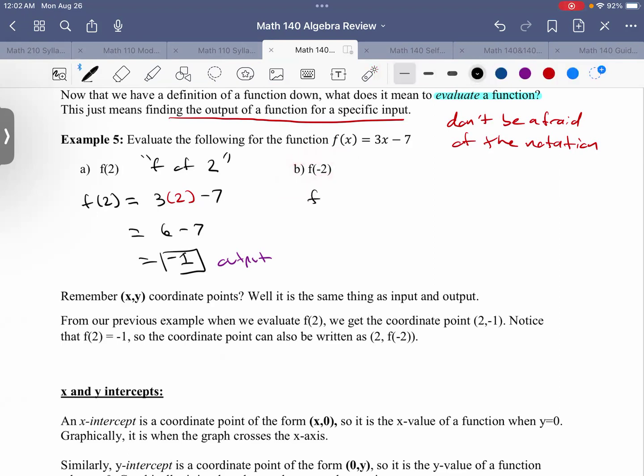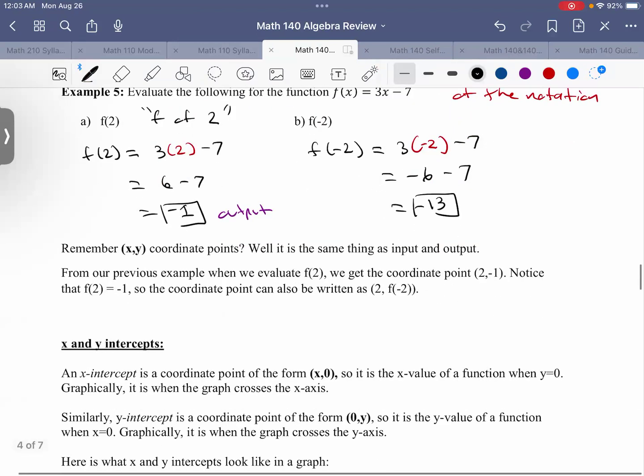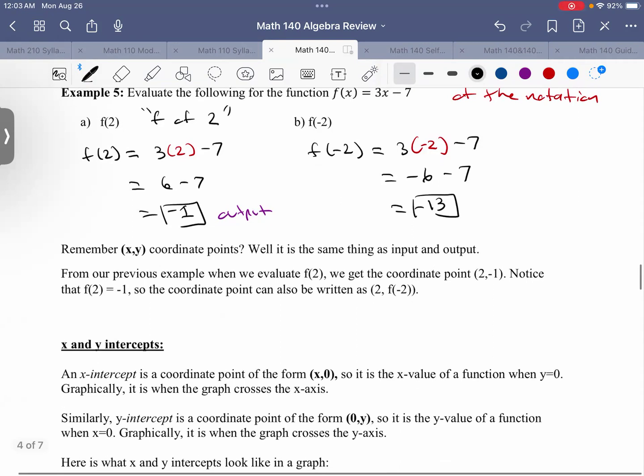Now let's check out part B, f of negative 2. This just means I'm going to plug in negative 2, wherever there's an x. So 3 times negative 2 is negative 6. So it'll be negative 6 minus 7, and that is negative 13. And once again, it is an output. So that's our output for 2 and negative 2.